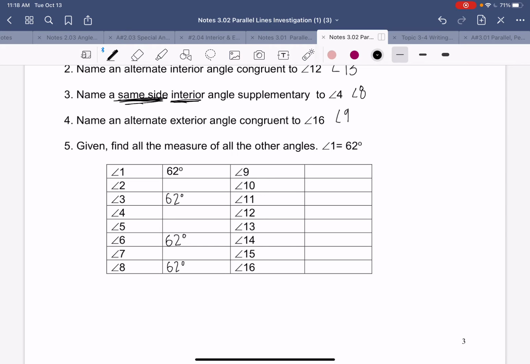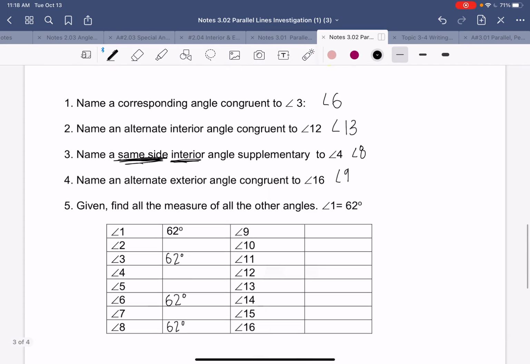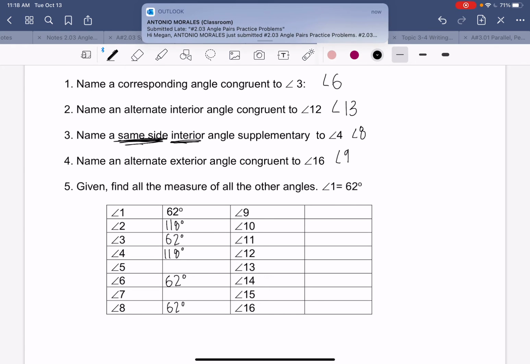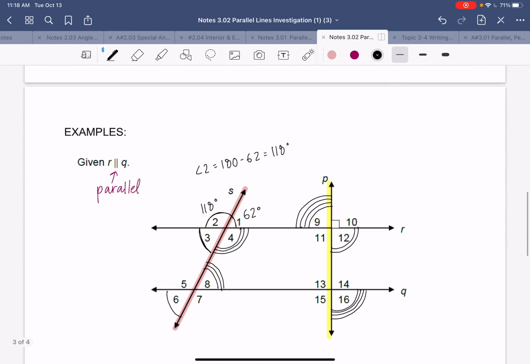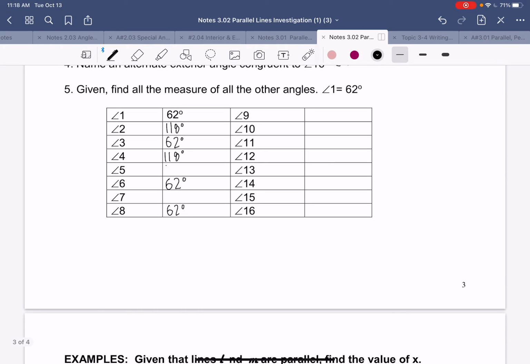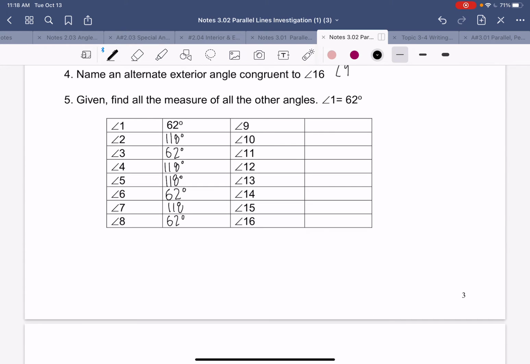Okay. All right. So now we need to find everything that's congruent with 118. Well, 2 and 4 are vertical angles, so angle 4 is 118. Well, angle 2 and angle 5 are corresponding, so angle 5 is also 118. And then that means angle 7 is an alternate exterior angle, so angle 7 is also 118.